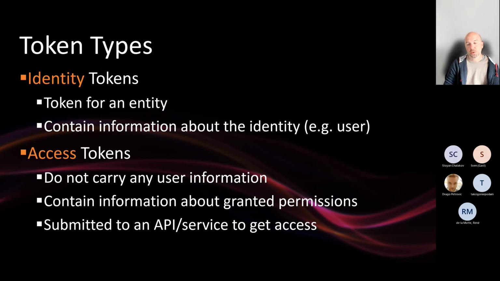And then there's access tokens, and access tokens are used for authorizing someone to get access, right? What's very important is the identity token contains information that identifies, for instance, me as a person. So it contains my name or my email address, something like that, right? Because I need to be identified somehow. Whereas the access token does not contain anything about my person, right?